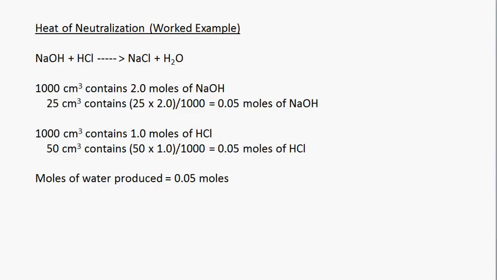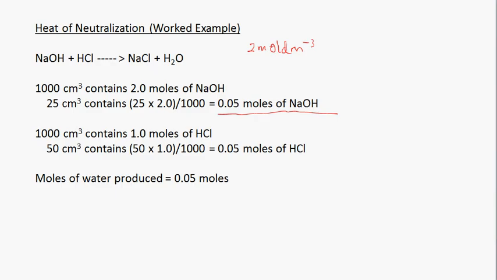So the concentration was 2 mole per dm cube for the sodium hydroxide. What this means is that in 1000 cm cube we have 2 moles of sodium hydroxide. So that is what we write. 1000 cm cube contains 2 moles of sodium hydroxide. Therefore, 25 cm cube will contain 25 multiplied by 2 divided by 1000. Right? And that gives us 0.05 moles of sodium hydroxide.